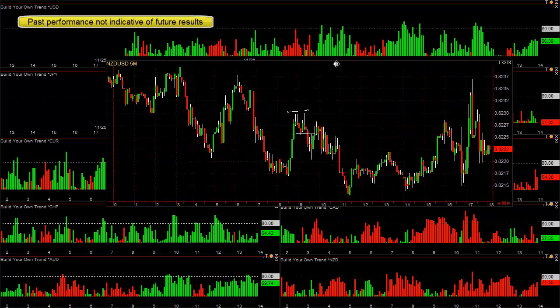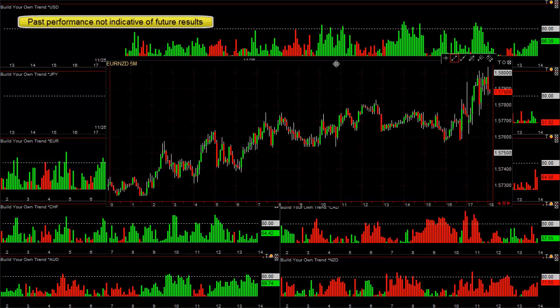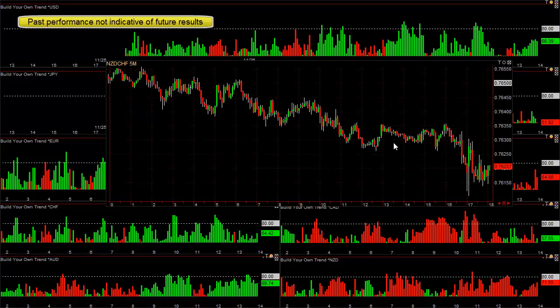The euro and the Swiss were strong also. So euro New Zealand is one that you want to buy. Again, very low volatility day. You can see this pullback, it was only about 10 or 12 pips, but it did go our way. Let's bring up the New Zealand Swiss. We're looking to sell this one. 9:15. Notice the pullback, and the trend continues.